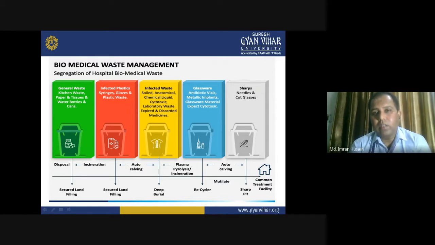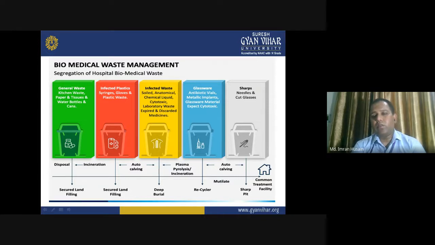Glassware, antibiotic vials, metallic implants, and material except cytotoxic are all placed in a blue color container, and they are passed on to the recycler for recycling procedures. Autoclaving and incineration are preferred before being recycled, right? And the white color container must have sharps, needles, cuts, glasses. Sharps are disposed of in a sharp pit. Sometimes metal objects are subjected to furnaces where they are melted down, and other recycling procedures are commonly carried out.